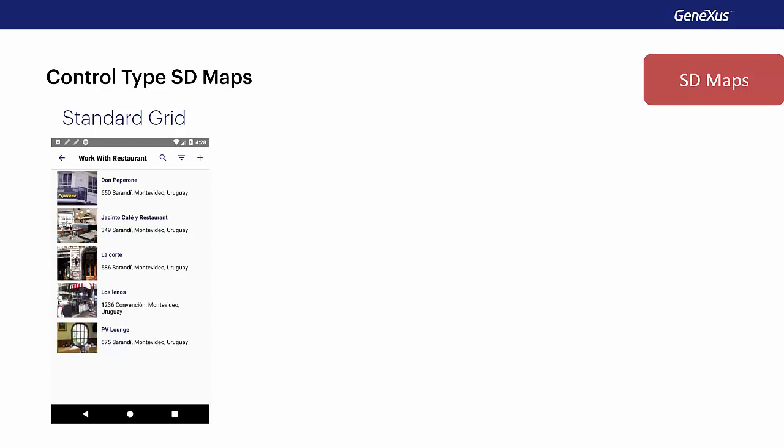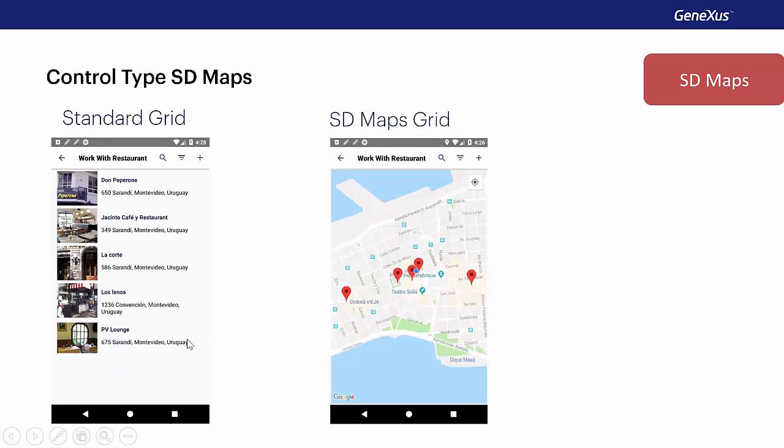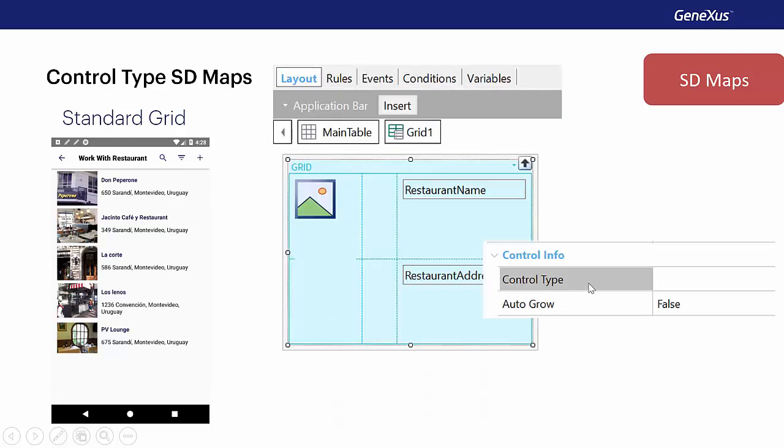As we've seen, to give event participants a list of nearby restaurants that offer discounts, we've created the restaurant transaction. We want the grid that implements the list of restaurants not to be shown in the standard way, but to be shown as locations or pins on a map, since we already have the location of each restaurant, latitude and longitude. We can change the grid's control type and choose SD Maps from all SD controls.